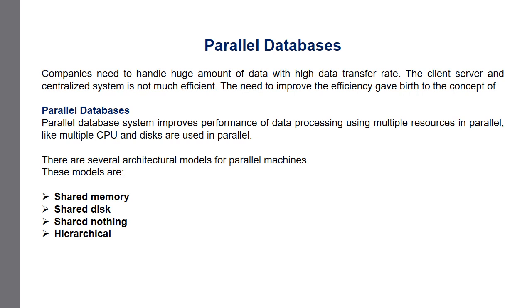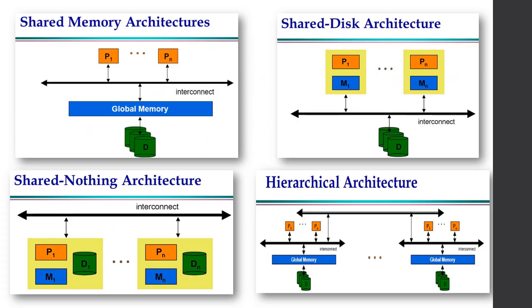A parallel database system improves the performance of data processing using multiple resources in parallel, like multiple CPUs and disks used in parallel. There are several architectural models for parallel machines. These models are shared memory, shared disk, shared nothing, and hierarchical. So these are four architectures: shared memory architecture, shared disk architecture, shared nothing architecture, and hierarchical architecture. So let's see each architecture in detail.